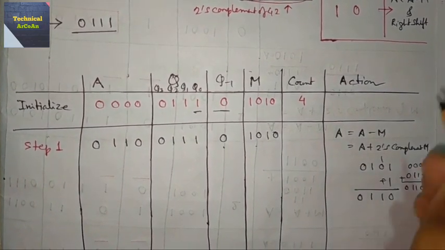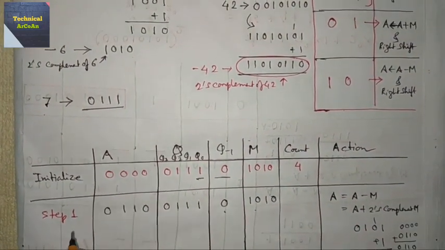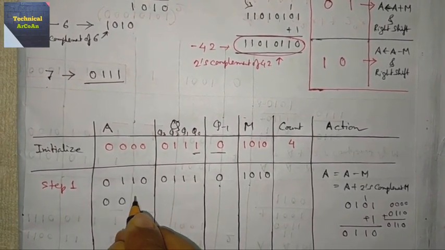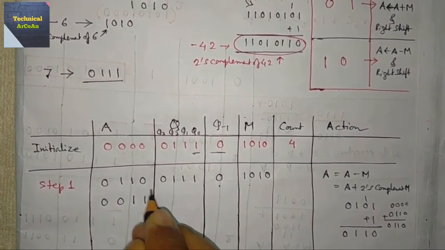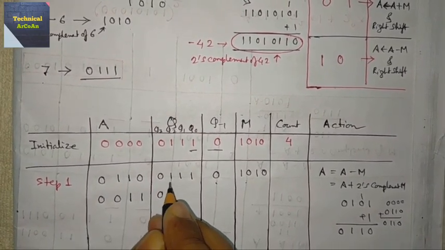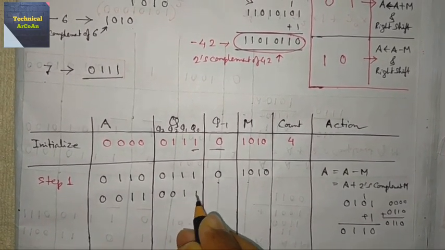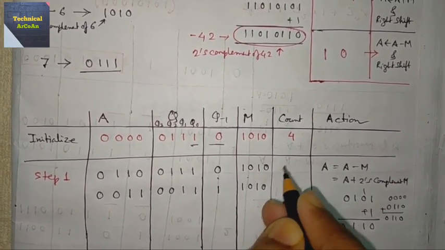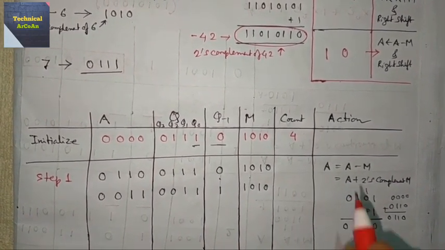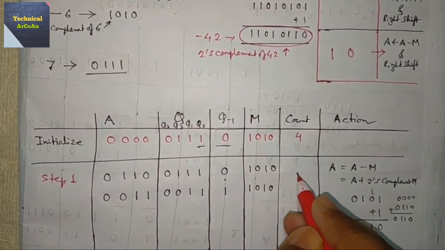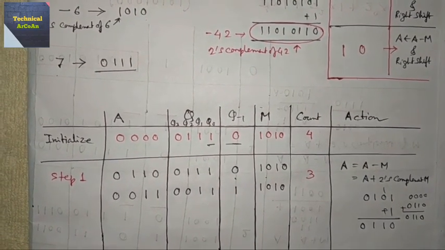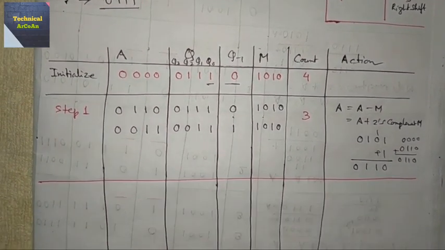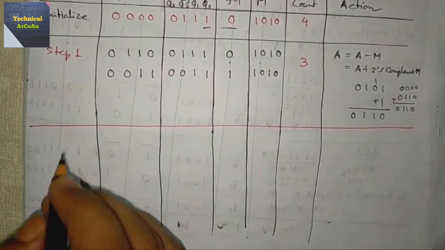Okay, now what do we do? Right shift, just shift that. Each bit moves one position to the right. M will be the same, and the count will now decrease. The value was 4, now the count will be 3. Okay, that ends step 1. Now go to step 2.